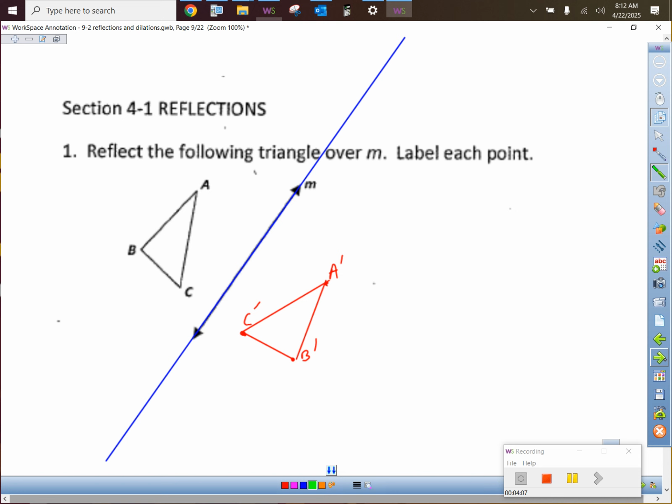A prime, B prime, C prime. Cool? Last time we did it on a graph. What do you think? Should the pre-image, the original guy, be the same size, same shape as the image?